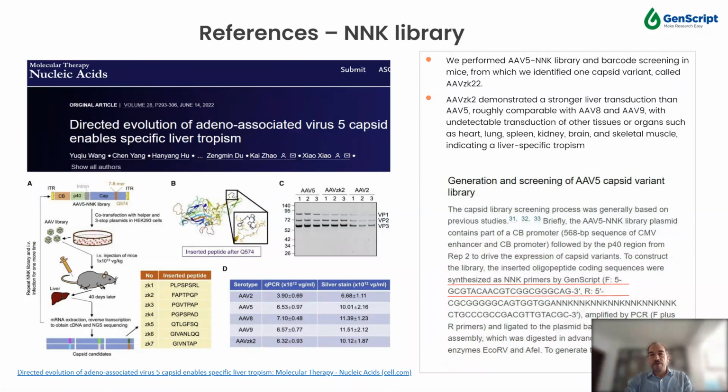This is just one paper where we supported customer research to develop various versions of adeno-associated virus to modify the capsid, engineer it specifically for concentration in the liver, which was very successful, and GenScript supported this with various sgRNA synthesis.